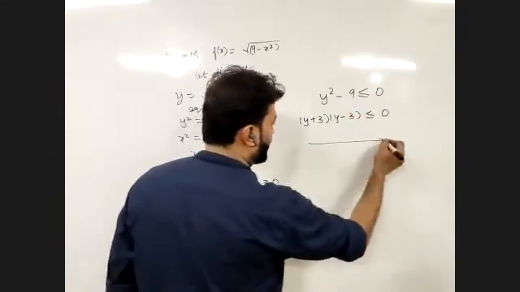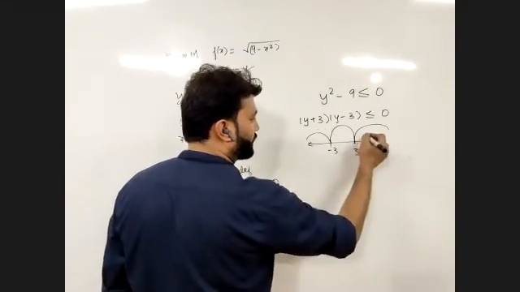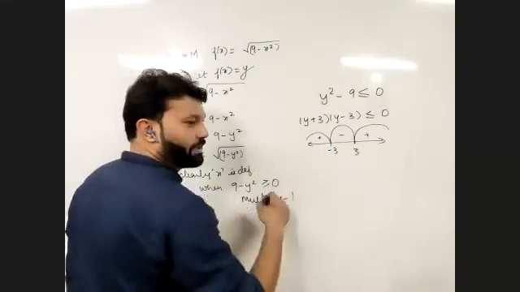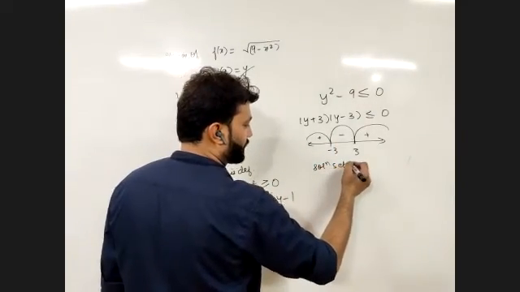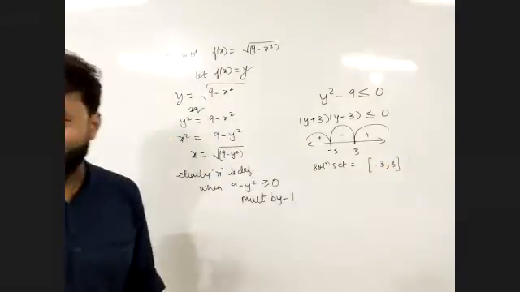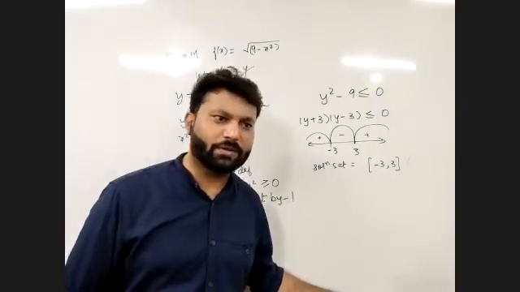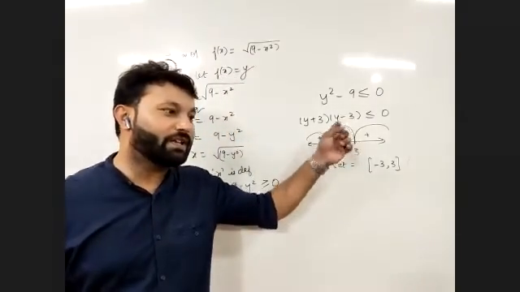So what will be the critical points? -3 and 3. Starting with positive, negative, positive. So it is less than or equal to 0. What will be the solution set? Solution set will be -3 to 3. This was the reason I was telling you to first write the solution and then write domain or range, whatever you need to write, because this is the solution set for this inequation.